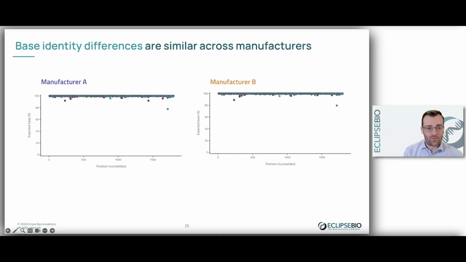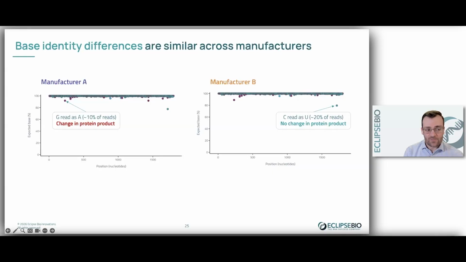What we did see is that both manufacturers have very similar amounts of changes in base identity. The majority of the bases are exactly what we expect to see. But there's a G that gets read as an A in about 10% of the RNAs that are profiled. That does lead to a change in protein product, so that is problematic. But that occurs both in manufacturer A and manufacturer B.